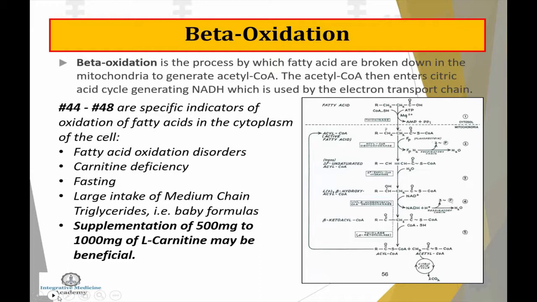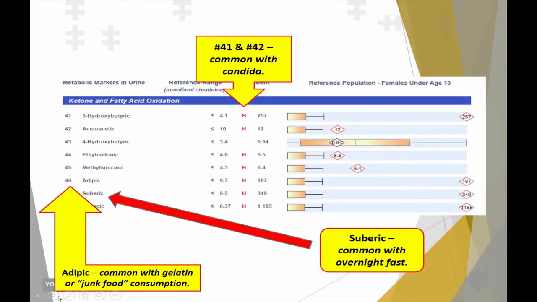So in this particular example, numbers 41 and 42 being elevated, sometimes those two markers can be high because of a candida overgrowth or a bacterial overgrowth in the gut. You always have to correlate this information back to the overall health status of somebody. You could be dealing with somebody who's a diabetic, for example, that's causing some of these problems, or somebody else who has some other kind of chronic illness.